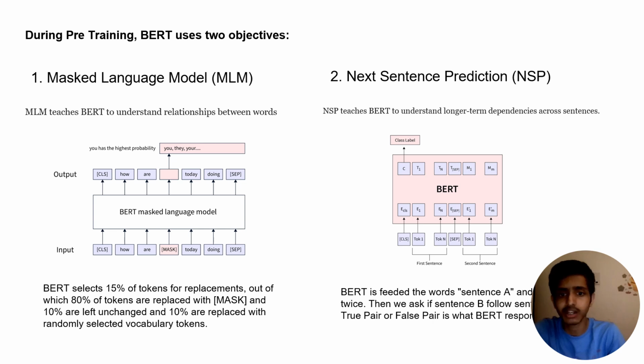For the NSP, we had two sentences A and B, and the input was whether sentence B followed sentence A. So the BERT model outputted either true pair or false pair, depending on whether B was actually the sentence following A or not.